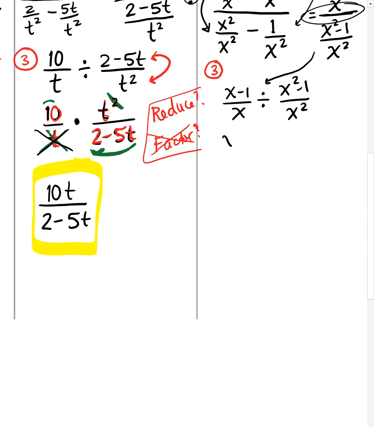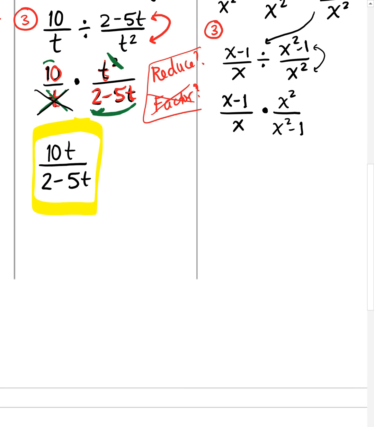Alright, so the first thing we have to do is change this guy to a multiplication problem. I'm switching division to multiplication as long as I flip the second fraction upside down to make it the reciprocal. If I flip it upside down, now x squared is on the top and x squared minus 1 is on the bottom. Alright, before, like in the previous example, before I multiply across, I want to see if any of these numerators or denominators factor. And then I'll reduce, if I can.